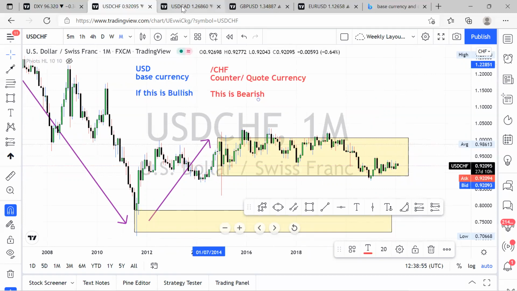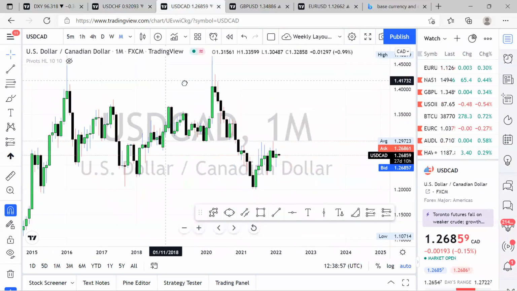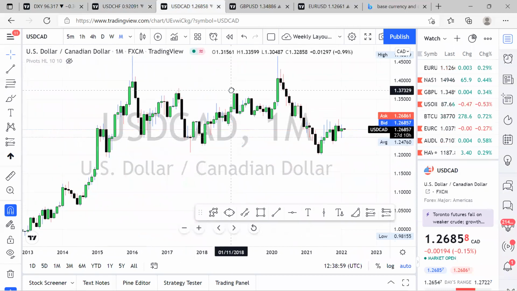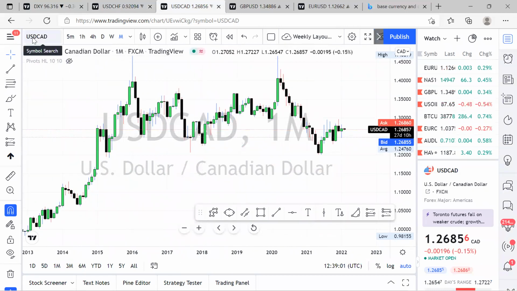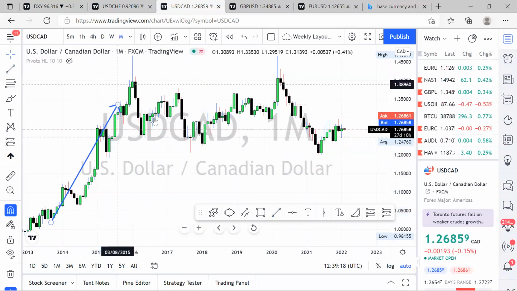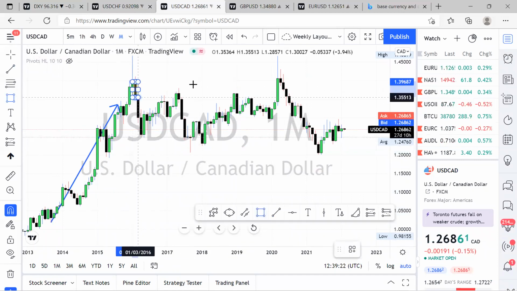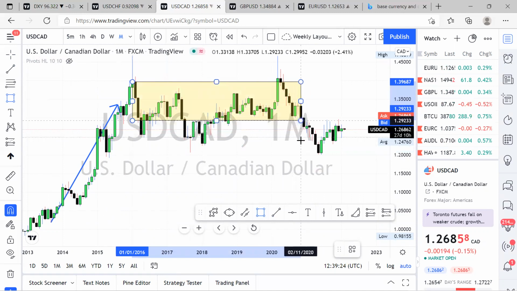So let's now look at USD CAD, okay? USD CAD, again, USD is the first bit, so the base currency, and the Canadian dollar is the counter currency or the quote currency. Price was rallying, as you can see clearly. Price was rallying. It has now hit a particular zone, so it's not going any further.